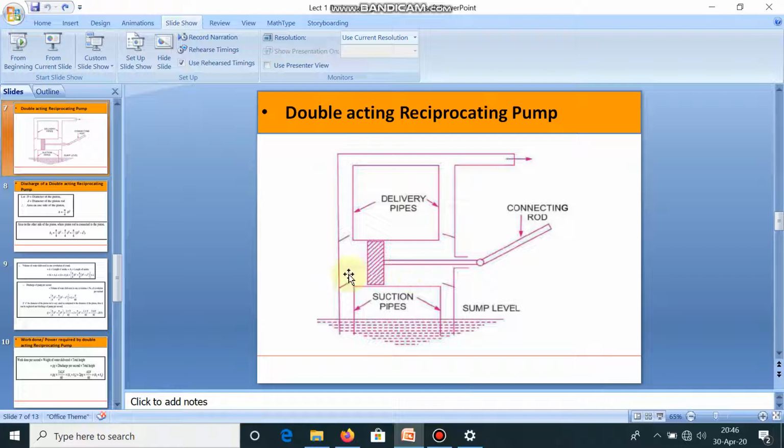At the same time, towards the left side of the piston the liquid gets pressurized and the delivery valve in pipe number 1 gets open and liquid with high pressure gets delivered from delivery pipe number 1. In this way, we will be getting discharge by both strokes of the piston. So in this way, we will be getting continuous discharge by using a double acting reciprocating pump.